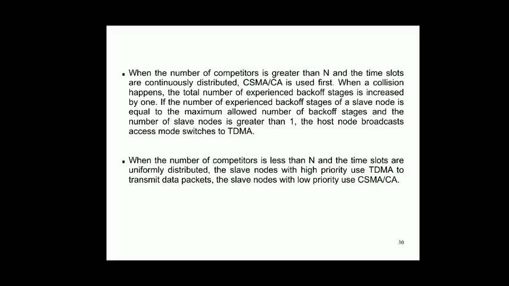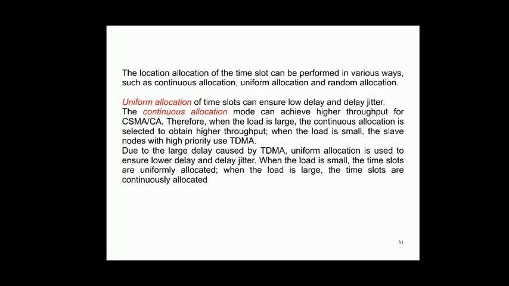When the number of competitors is less than n and the time slots are uniformly distributed, the slave nodes with a high priority use TDMA to transmit data packets and the slave nodes with low priority use CSMA-CA. The allocation of the time slots can be performed in various ways, such as continuous allocation, uniform allocation, and random allocation. Uniform allocation of time slots can ensure low delay and delay jitter.